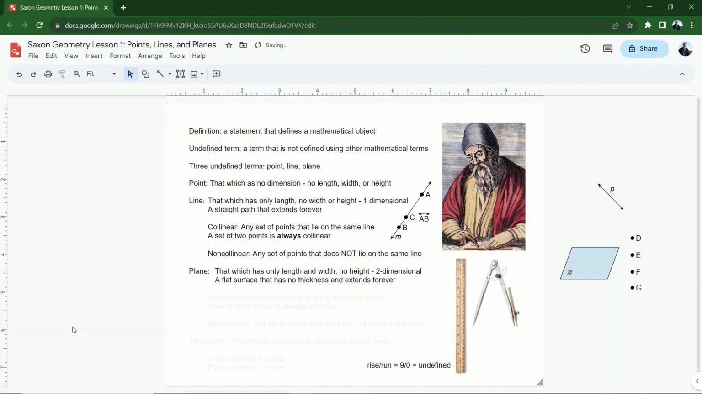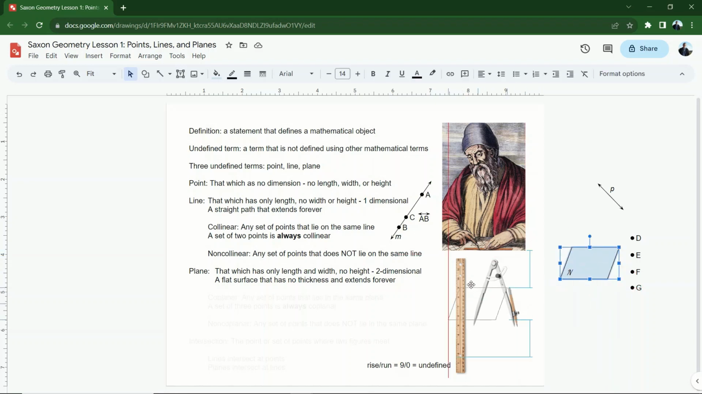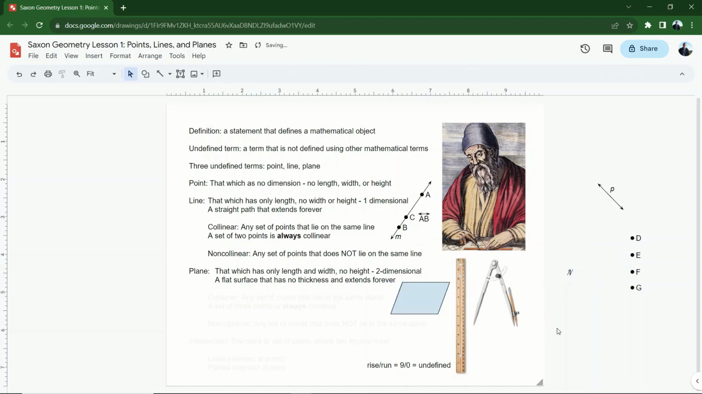A plane has length and width, but no height. So how do we represent a plane? Well, we're going to represent a plane by using a quadrilateral, a 4-sided figure, usually a parallelogram like the one that I have here. Okay, and what this is meant to show is there's length, like along the bottom, there's width, like along the side, but there's no height to this figure. It's just a 2-dimensional length-width figure.